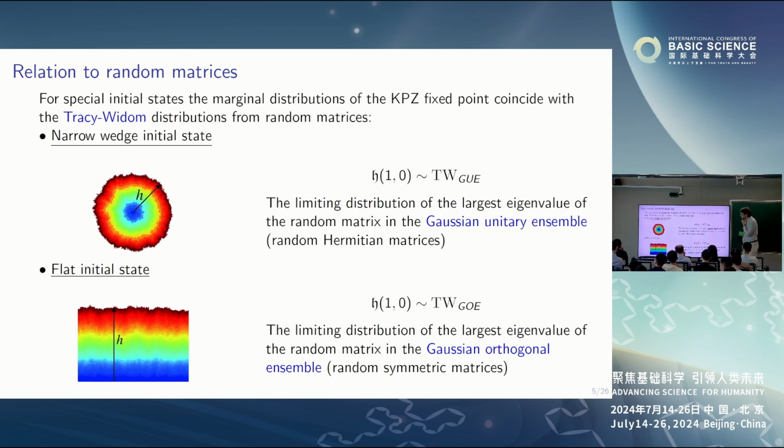More precisely, if you look at one of these initial conditions, the narrow wedge is when the interface starts growing from one point, or the flat initial condition, when at time 0 the interface was just constant 0. Then at time 1, the marginal distribution of the KPZ fixed point in these two cases will coincide with the two Tracy-Widom distributions, Tracy-Widom GUE and GOE. Okay, so the random growing interfaces have a connection to random matrix theory.